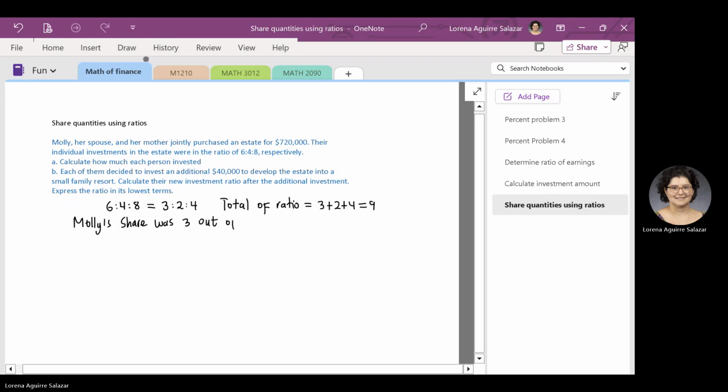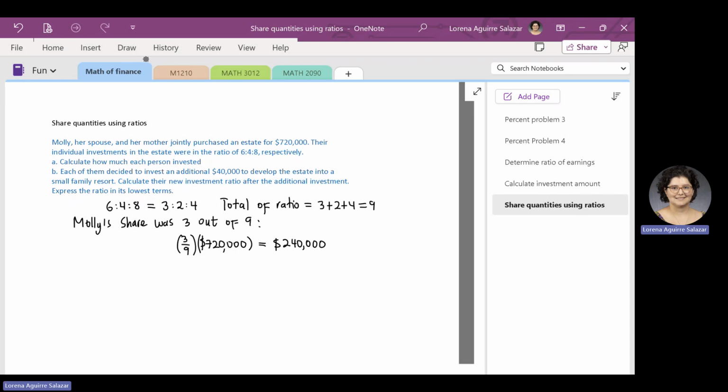So Molly's share can be computed by calculating 3 divided by 9 multiplied by the value of the estate, $720,000. Then Molly's investment is equal to, and as we perform that operation, we find $240,000. That's Molly's share. So Molly invested $240,000 in the estate.